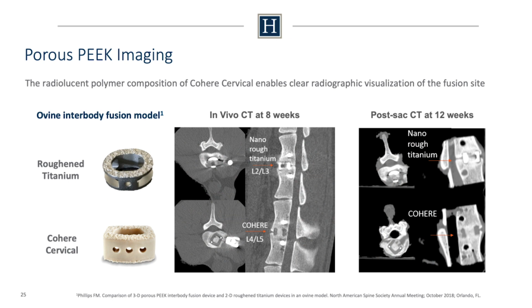Regarding imaging, the radiolucent polymer composition of Cohere cervical implants creates less imaging artifact and clearer radiographic visualization of the fusion site when compared to titanium. In an ovine interbody fusion model, you can see a halo formation and artifact with the roughened titanium implant, while Cohere cervical clearly allows visualization between implant and host bone.